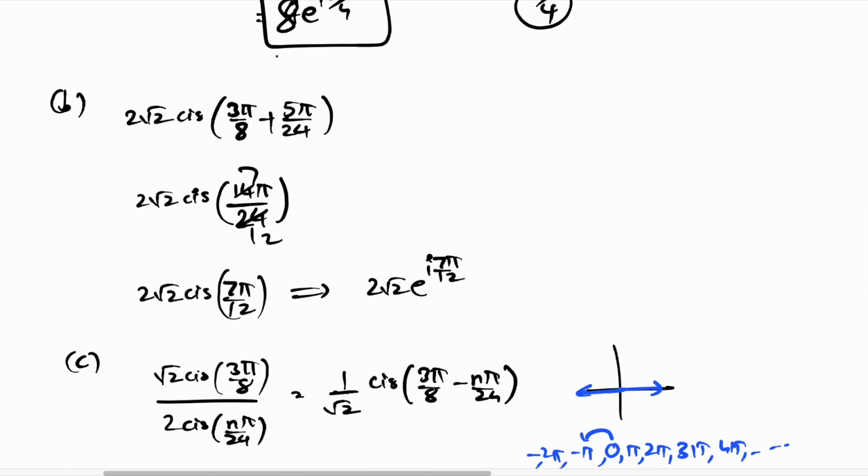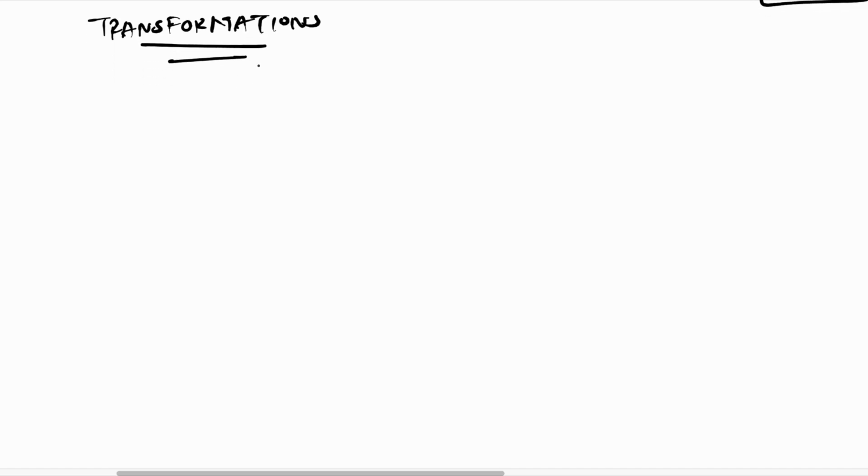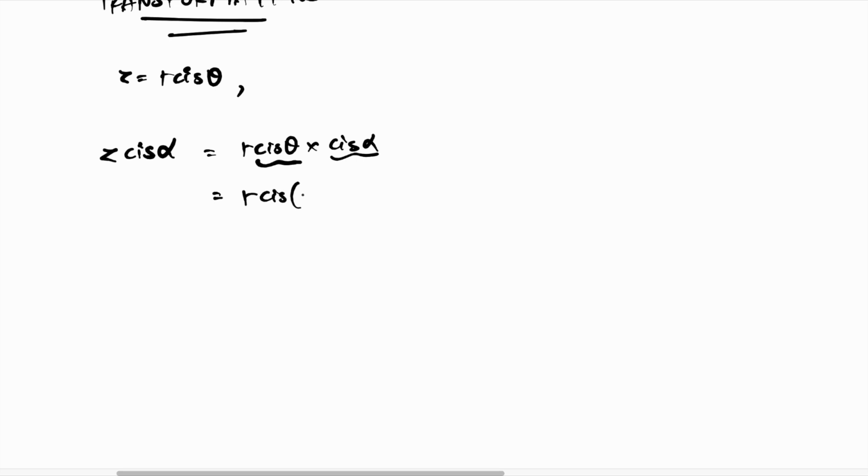The next topic is transformations using complex numbers. So earlier we had seen that if I have a complex number which is of the form r cis theta, and I'm multiplying this complex number z with cis alpha, it's basically r cis theta multiplied with cis alpha. So this cis theta will multiply with cis alpha, and using the laws of cis, it becomes r cis theta plus alpha.